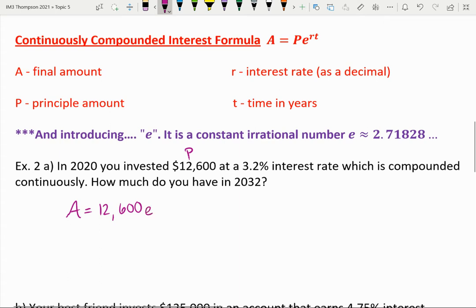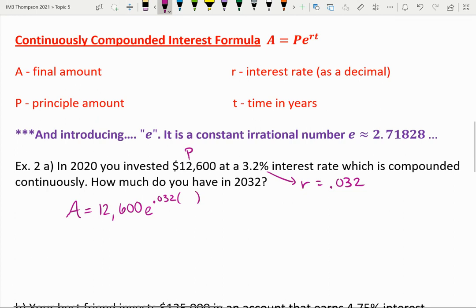Please use a lowercase e. A capital E has a different meaning. I know, us math and science people are real particular. To the power of r times t. Hopefully you didn't plug in 3.2 for your rate. So I move my decimal place over twice and I get 0.032.